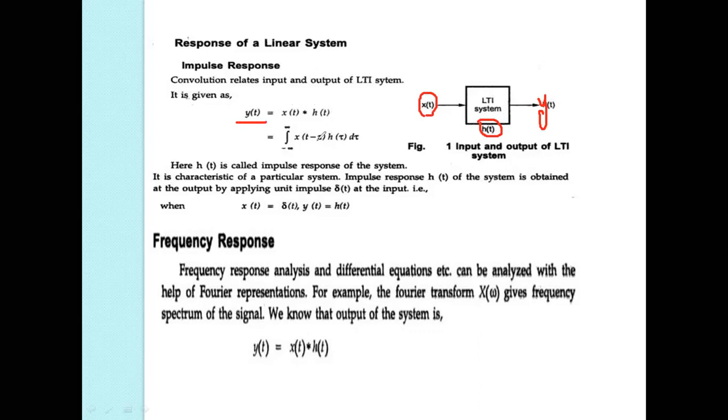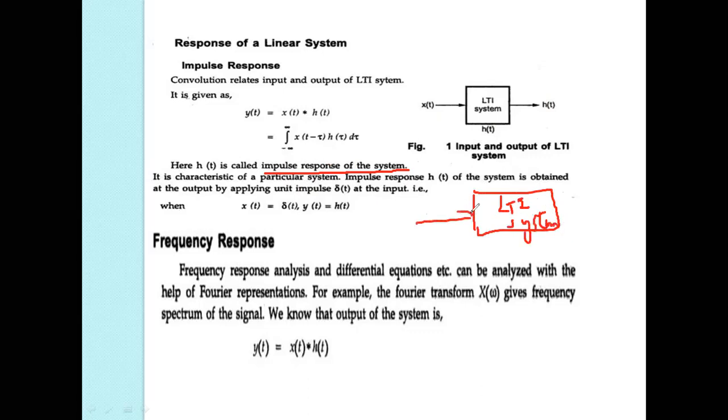Either you can write it as x of tau h of t minus tau, integral from minus infinity to infinity, which is equivalent and you get the same result. Here h of t is called the impulse response of the system. It is a characteristic of a particular system. The impulse response h of t of the system is obtained at the output by applying the unit impulse signal at the input. It is the same thing if I am taking the system, that is also a linear time invariant system.